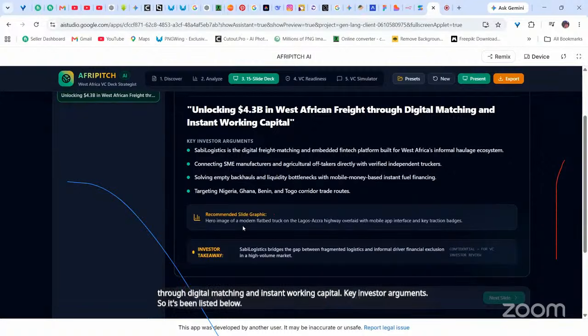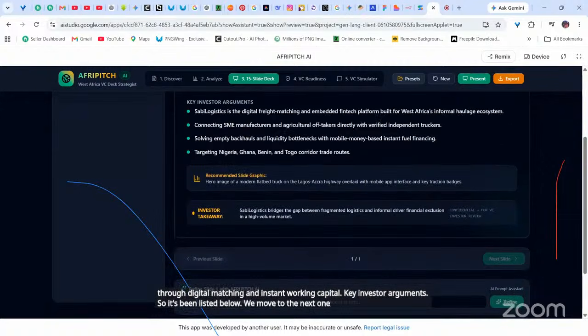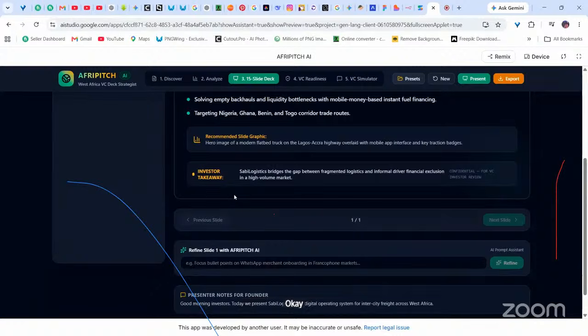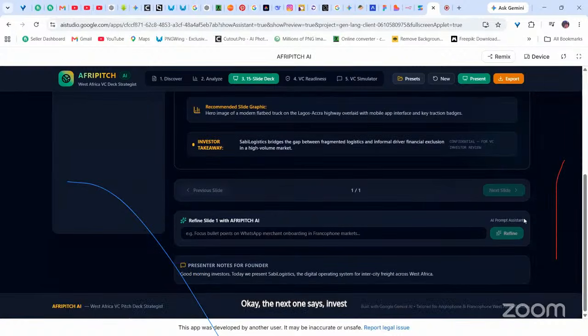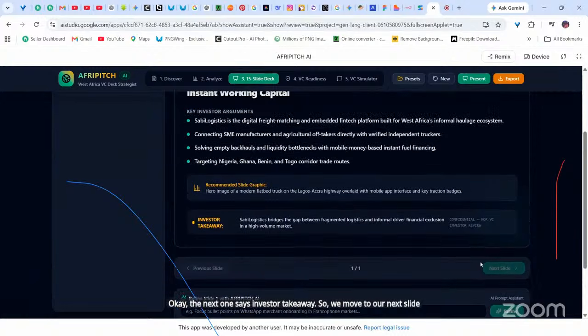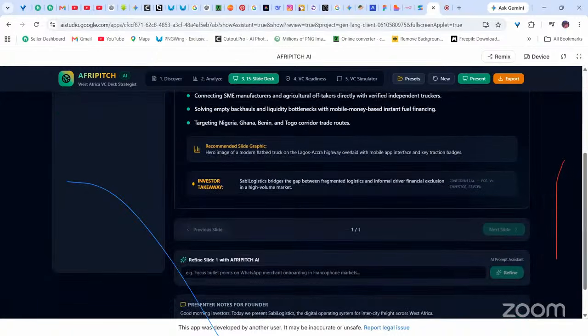We move to the next one. Recommended slide graphics. Okay, the next one says investor takeaway. So we move to our next slide. It's not coming up.